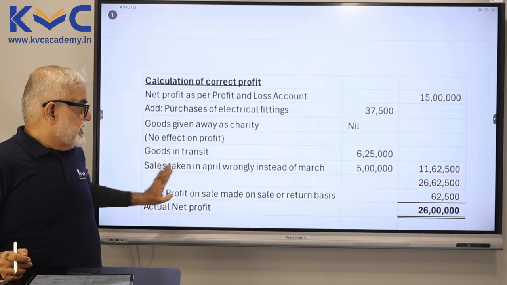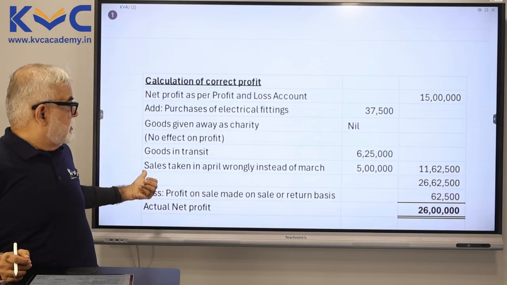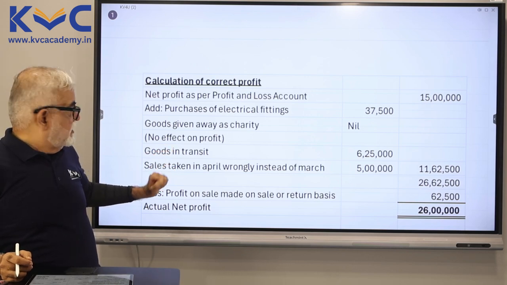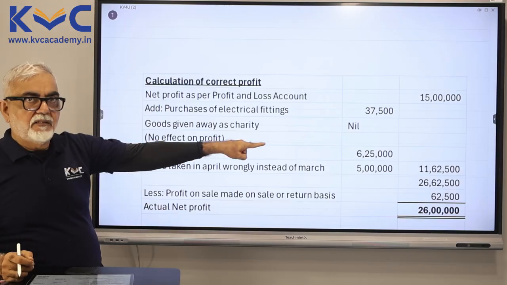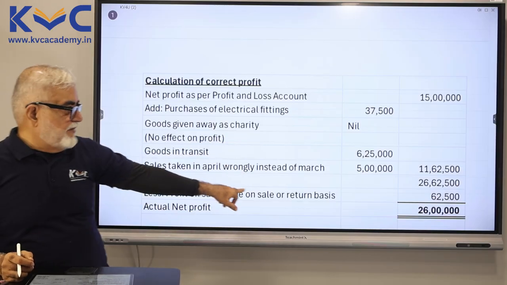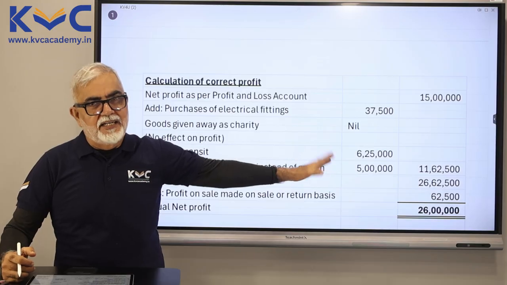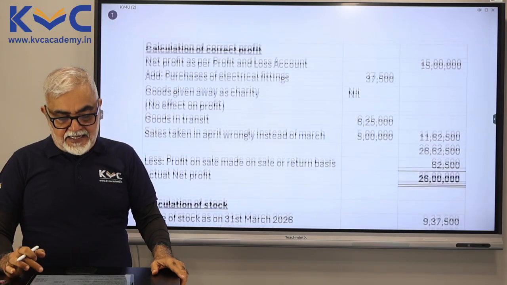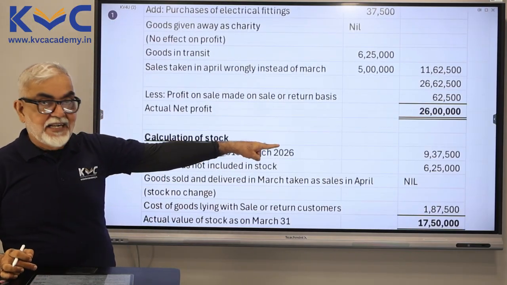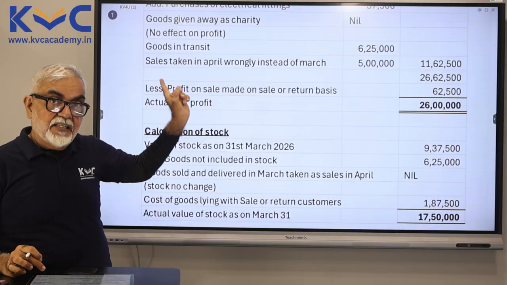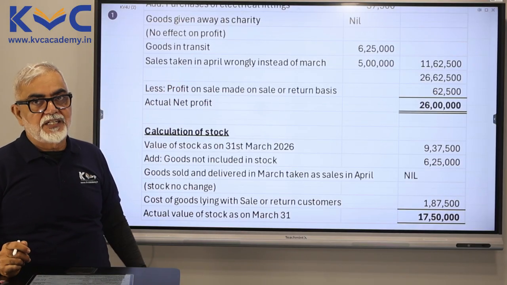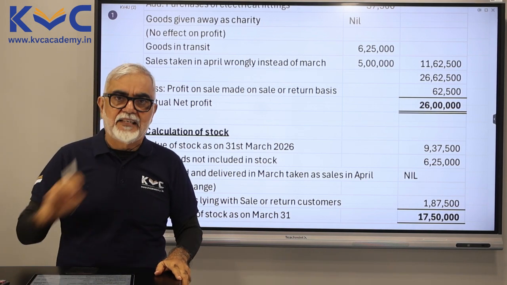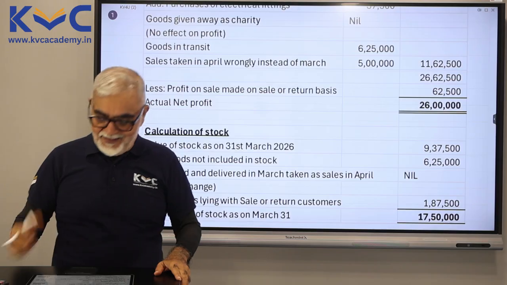Goods in transit, sales taken in April wrongly has to be reduced. Therefore, I will get 11,62,000 minus the profit I made on sale or return basis wrongly. It is profit for the next period. Therefore, 26 lakh is my correct profit. Whereas stock, I have to add that 6,25,000 goods in transit and also add the stock lying with my sale or return customers. My stock position will go up to 17,50,000. 5-mark question. Please go through this solution. You will understand the concept properly.